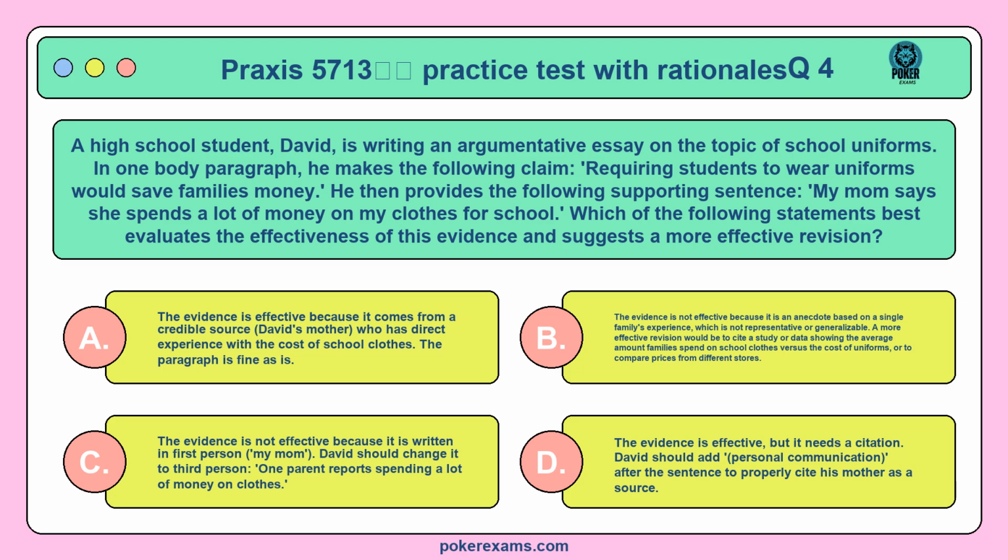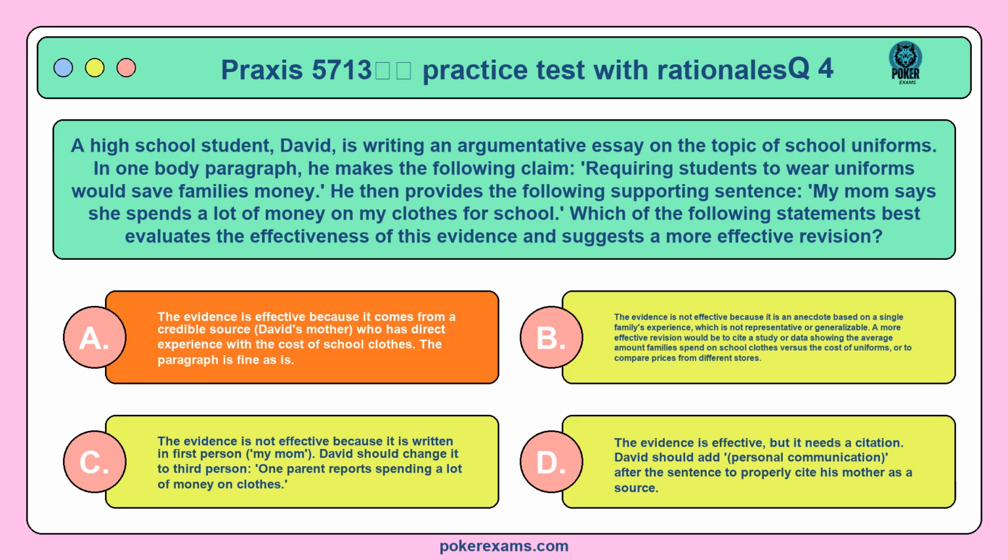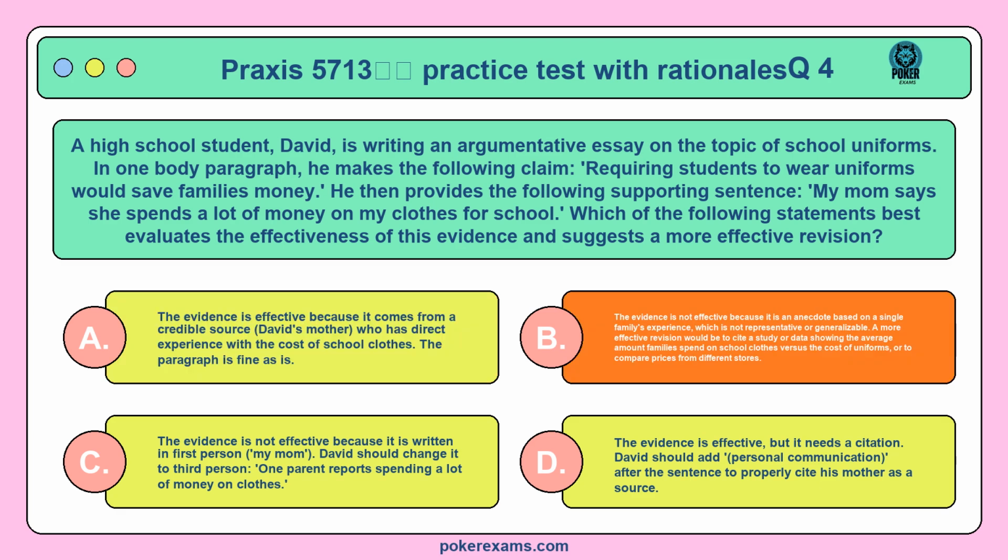Option A. The evidence is effective because it comes from a credible source, David's mother, who has direct experience with the cost of school clothes. The paragraph is fine as is. B. The evidence is not effective because it is an anecdote based on a single family's experience, which is not representative or generalizable. A more effective revision would be to cite a study or data showing the average amount families spend on school clothes versus the cost of uniforms, or to compare prices from different stores.